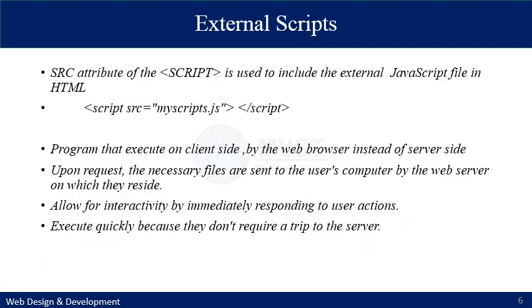JavaScript can also be used as external scripts or external files. The source attribute of the script tag is used to include the external JavaScript file in the HTML. So here is a typical example of adding a myscript.js file into your HTML code. So it is an external script, and JavaScript files are often abbreviated with the extension .js.